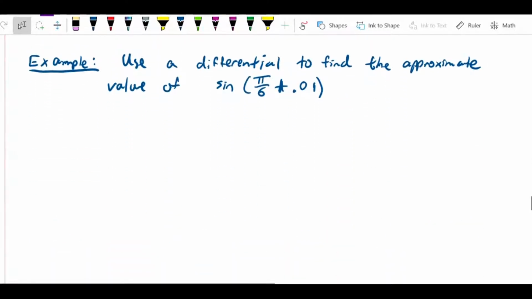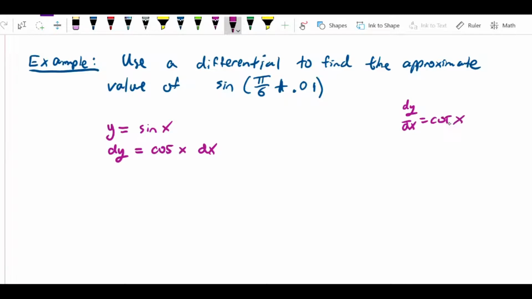So first, let's consider this question. Let's use a differential to find the approximate value of sine of pi over 6 plus 0.01. So what we can see here is that we're trying to estimate the value of the sine function at kind of an unusual value. So let's define it this way. Let's suppose that y is equal to the sine of x. If that's the case, then dy is equal to cosine x dx. In other words, if you prefer, we could have just written dy over dx equals cosine of x and then just multiplied both sides by dx. So that's how we got to that point.